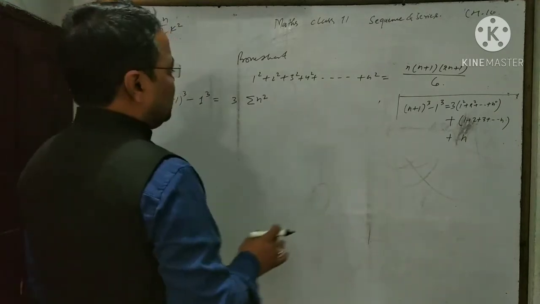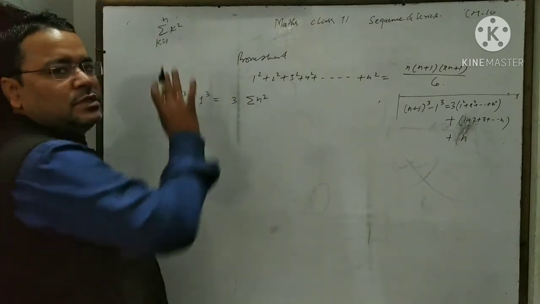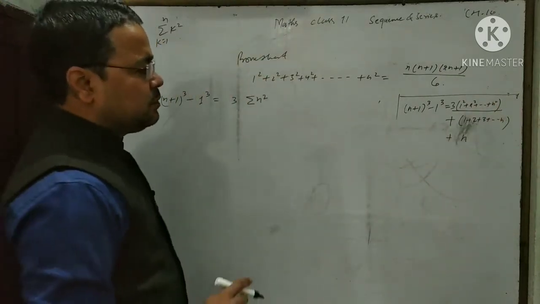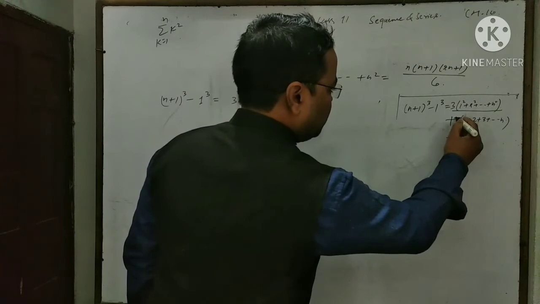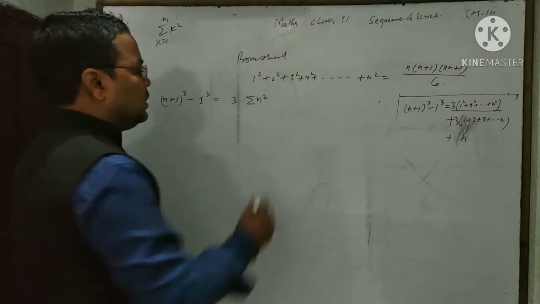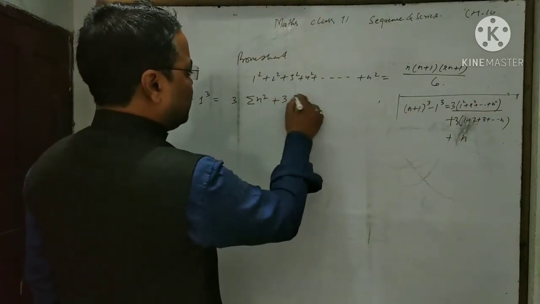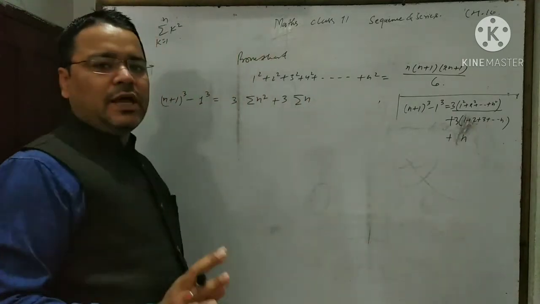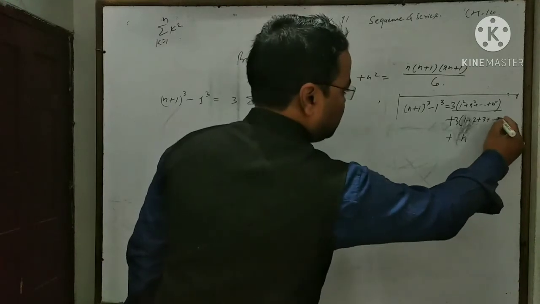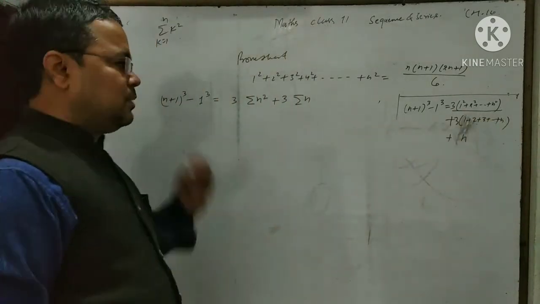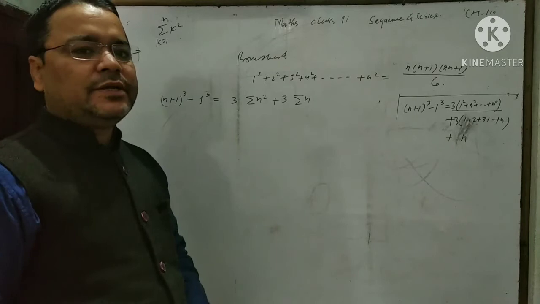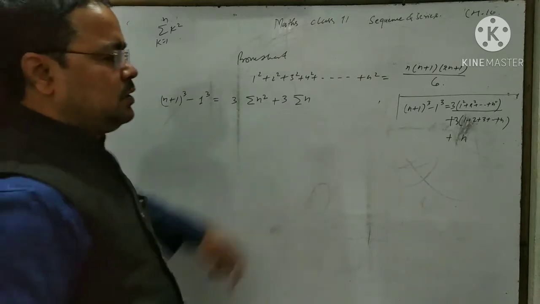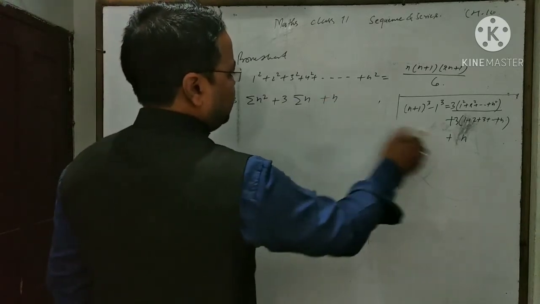This is the simplest form for writing this value. Similarly, here 3, here also 3. Then plus 3 sigma n, because this is the expansion of the first n natural numbers. This is the sum of the first n natural numbers: 1 plus 2 plus 3 can be written as the sum of n natural numbers. Symbolically, it is like this. And after that, plus n here.